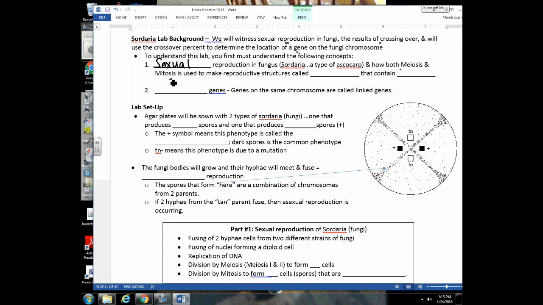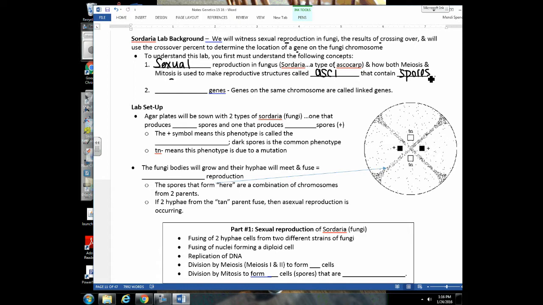And we're going to see the main reproductive structure we're going to talk about is called the asci. I'm going to draw one for you here in a little bit. And inside the asci are going to be the next generation. We're going to call them spores. So wherever these spores ultimately land, then a new fungus will grow.